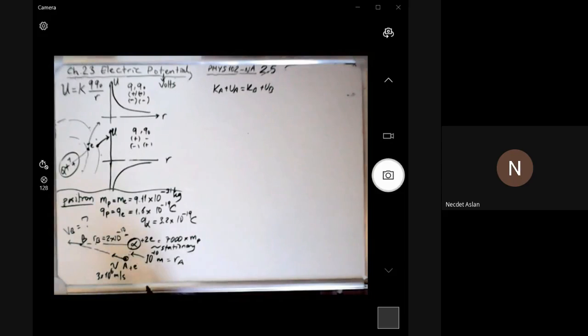Now, what we know is the distances. If we know the distances and we know the charges, we can calculate the potential energies at points A and B. And also, we can get the kinetic energy at point A because the velocity is given.